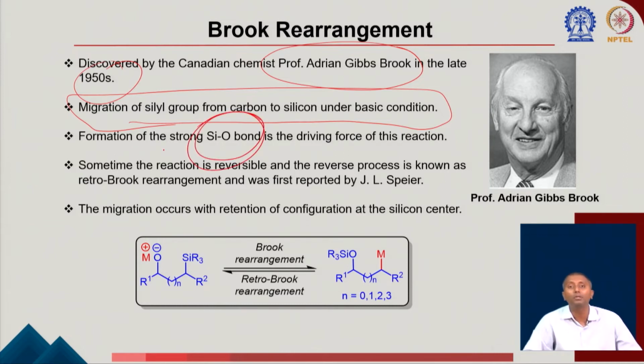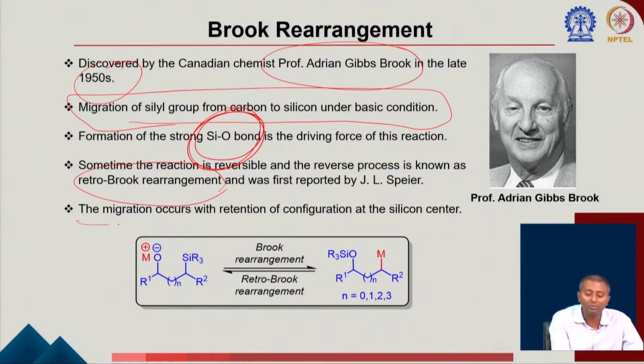I think I talked at the beginning about the bond energy, and you have seen that the two important things about silicon are the silicon-fluoride bond and the silicon-oxygen bond, correct? Because these bonds are going to be stable, this is the driving force. And then sometimes you can see there are retro-Brook rearrangements. We are going to discuss some of this. The important thing is migration occurs with the retention of configuration in the silicon center.